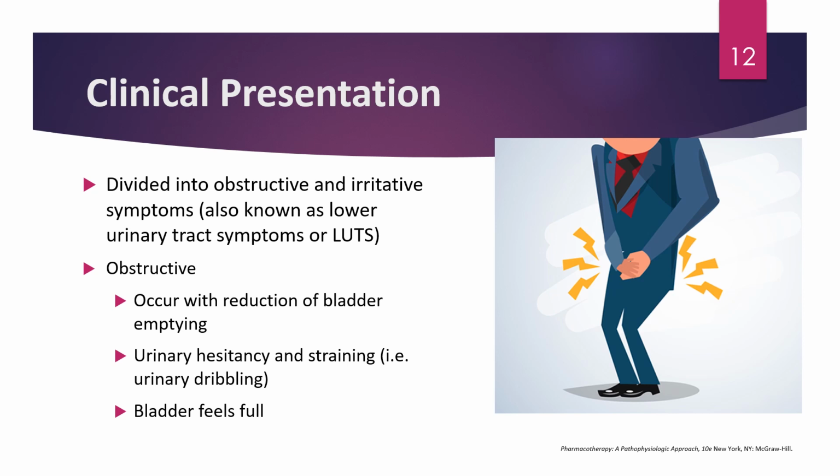In regards to obstructive symptoms, these occur with reduction of bladder emptying. So essentially, because of the blockage that the prostate is having over the urethra, the patient is not able to properly empty their bladder. So patients feel very hesitant to empty their bladder. They might be straining, they may have urinary dribbling, because not all of the urine is able to empty the bladder. And as a result, the bladder feels full because it's just essentially obstructed. The urine cannot flow out.